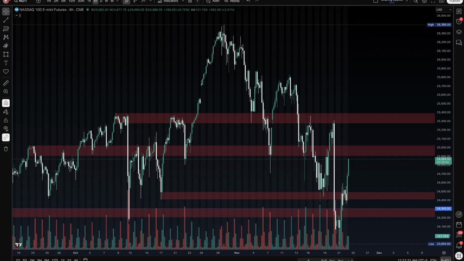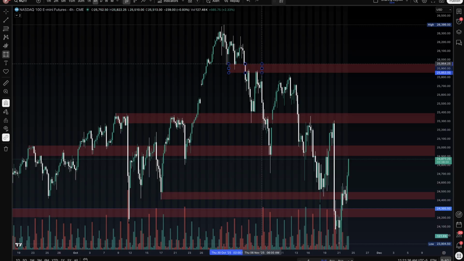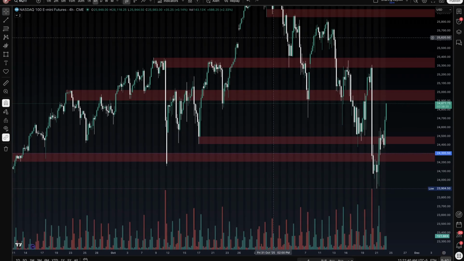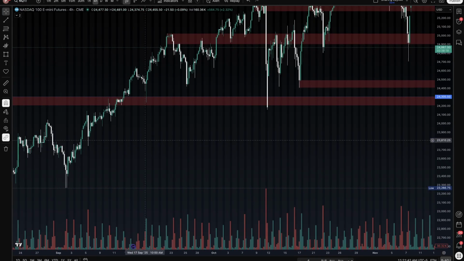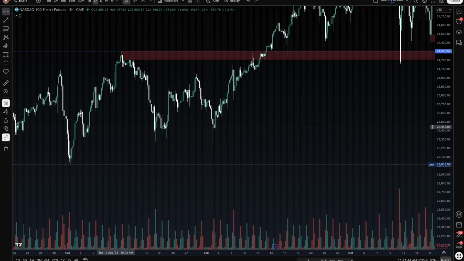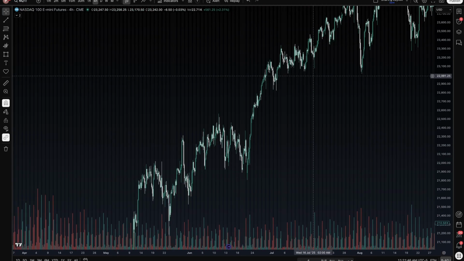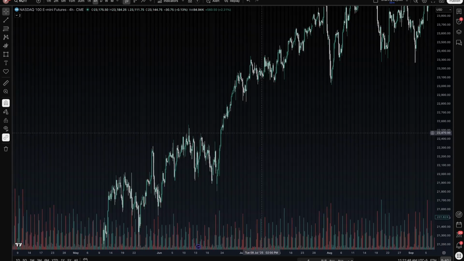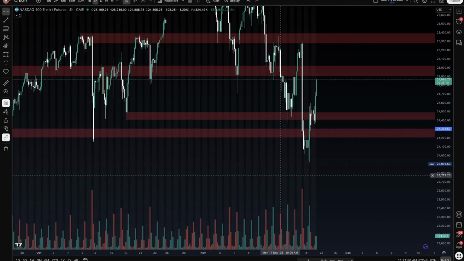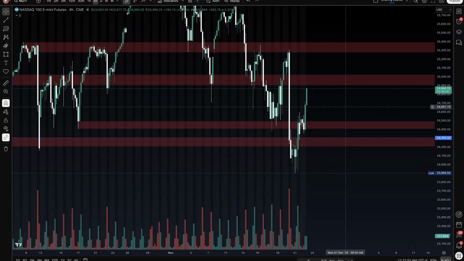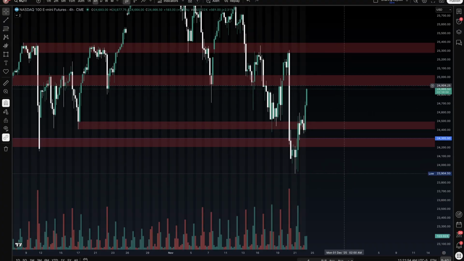So there's not always going to be a ton of 4-hour levels. It really depends on how volatile the market is, how much movement there is, because whenever the market's not volatile, it's going to be a lot choppier. And so there's not going to be as many 4-hour levels, where if you look back here, it's just very choppy, not clean. So when there's more volume like today, it's a lot cleaner and you're going to have more levels.